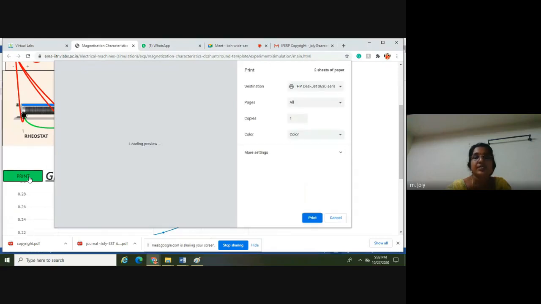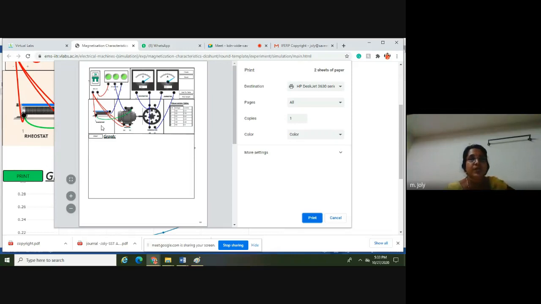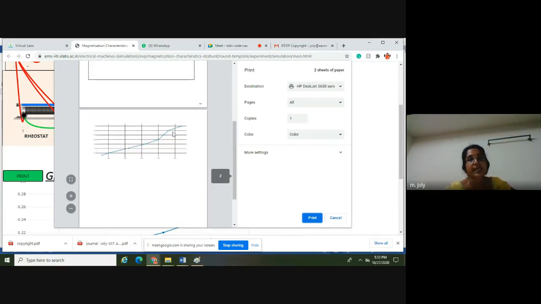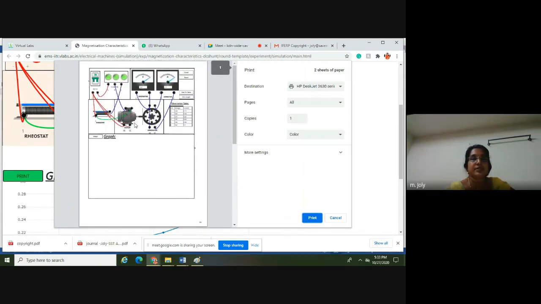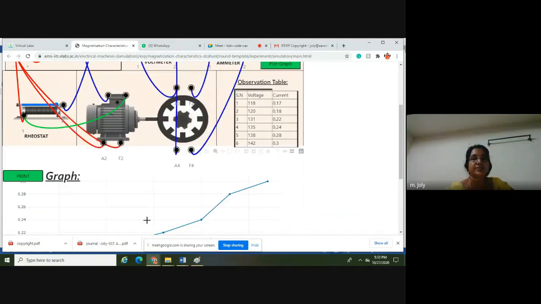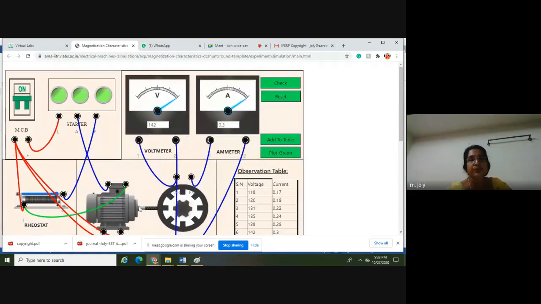Otherwise, you can just give the print option. It will be coming as loading the preview. Here the generator connections are there, and you will be getting the graph also. So these are the things. Have you understood? Yes, ma'am. Yes. Okay.